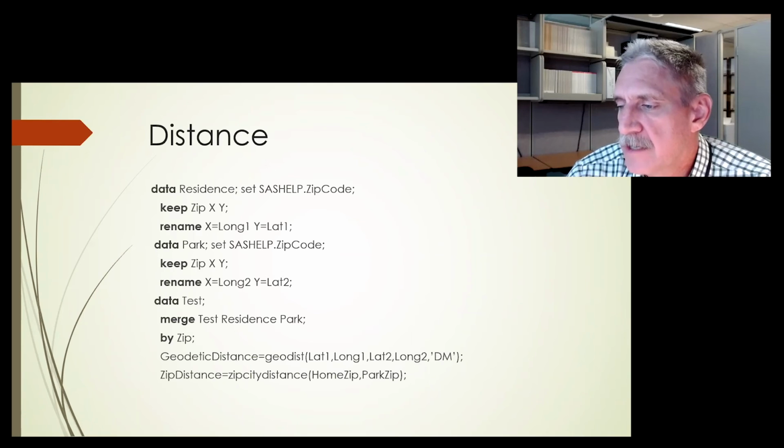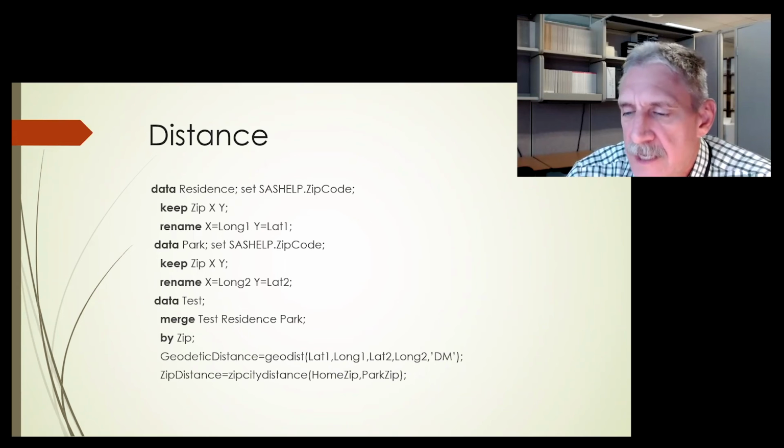But if you actually have points, someone went out with a Garmin or a Trimble and got the exact GPS point of the entrance to the park, that's better. You would want to use the geodetic distance. These are in the newer versions of SAS. If you have an old version, they're not there. You're going to have to calculate it yourself.